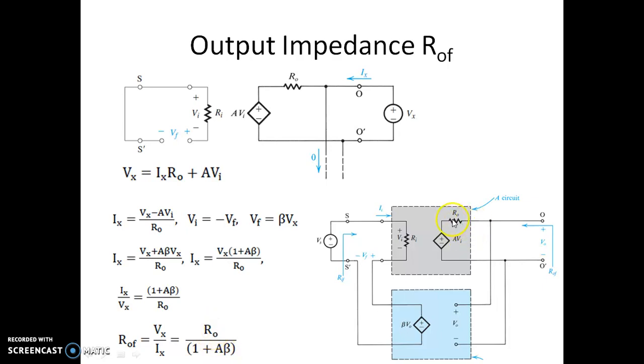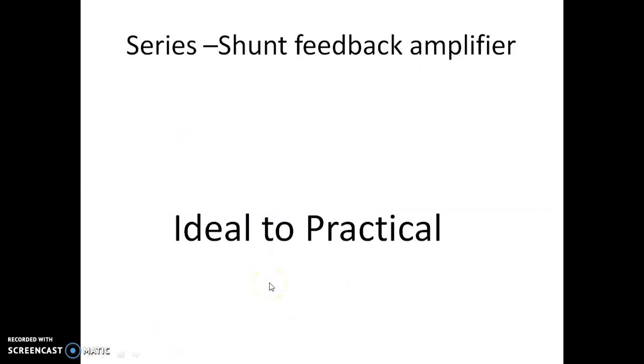This R0 is the output resistance of the amplifier without feedback, whereas ROF is the output resistance of the amplifier after giving this feedback. You can notice here the output resistance with feedback has reduced by 1 plus A beta times, which is again a good sign for any good amplifier. So it is always advantageous to have negative feedback, which will improve the input impedance as well as reduce the output impedance of an amplifier. Let us move along and try to find out some other analysis of the series shunt feedback amplifier.